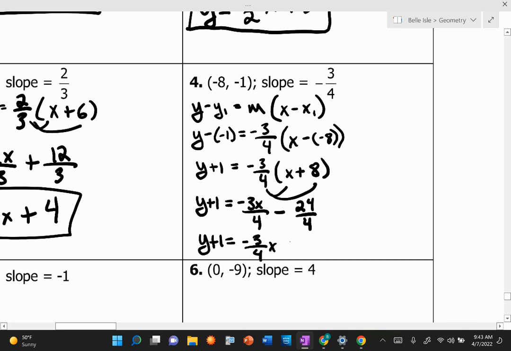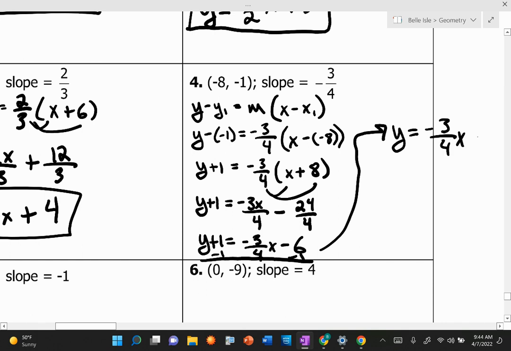Okay. When we reduce 24 over 4, what do we get? Almost. 6. Yes, 6. Then you just subtract 1 from both sides. Okay. And if I put my answer up here, it'd be y equals negative 3 over 4x.